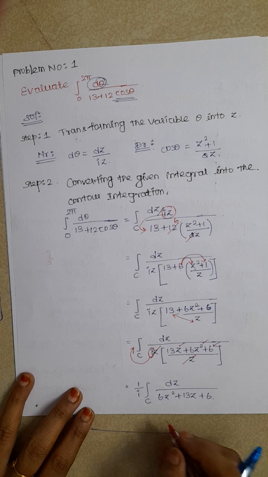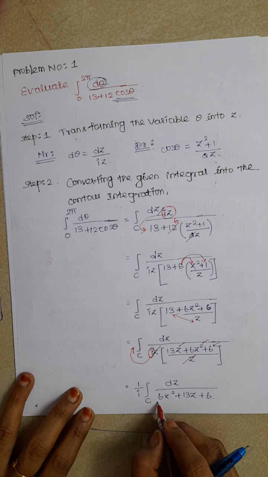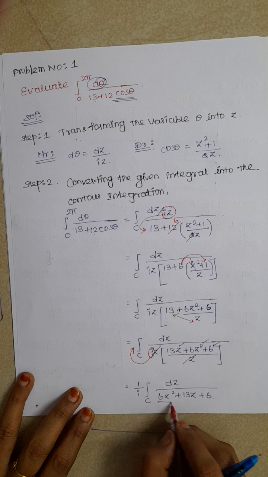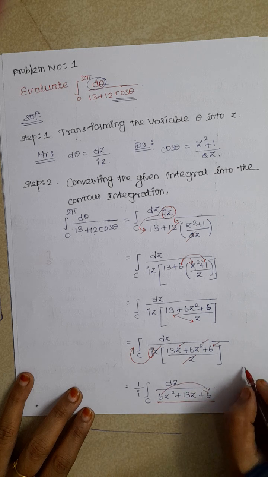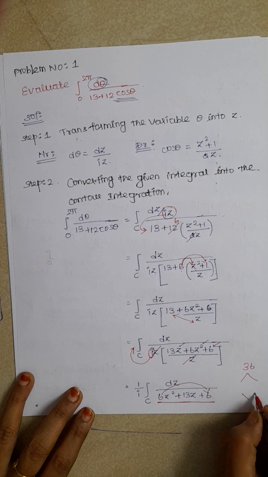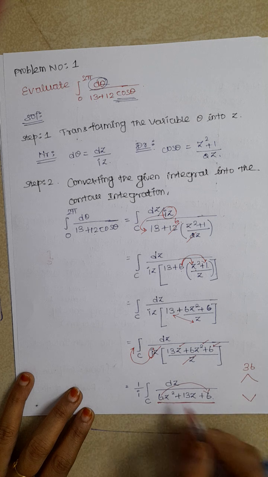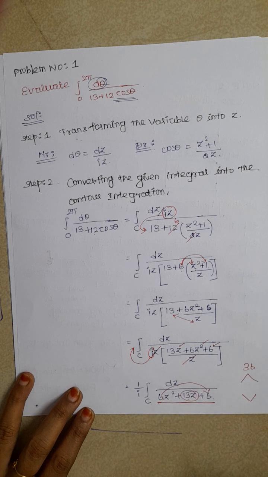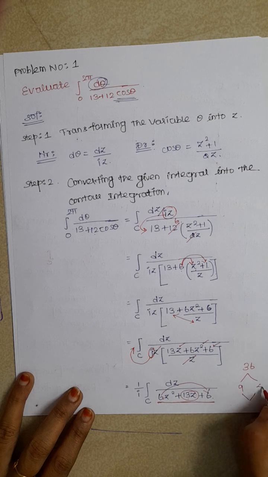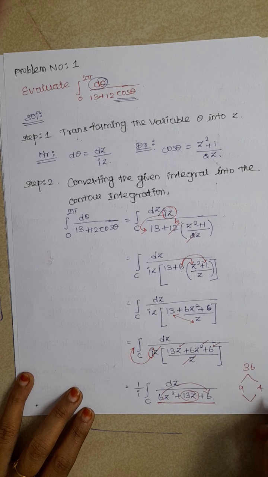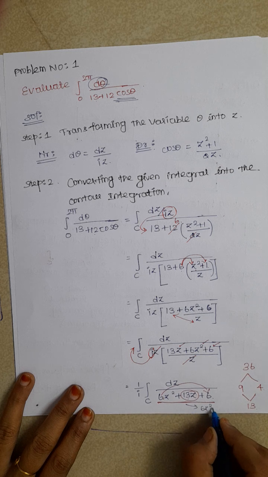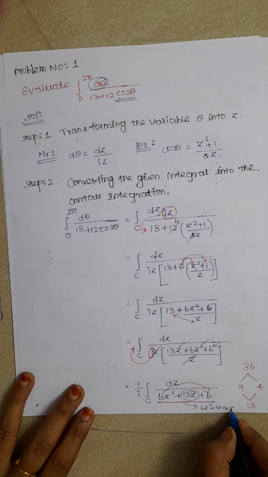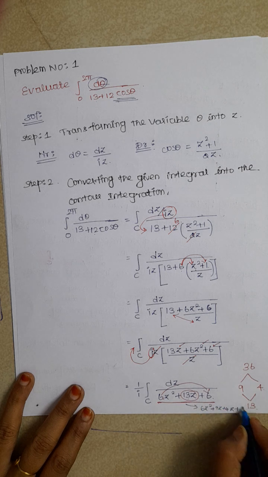Okay, so next step you can take the factorization term. Factorization means 6 into 6 is 36. You multiply to 36 and add to 13. How to convert? 9 into 4 is 36, and adding these terms gives 13. So you can write this term, how to write? 6z square plus 9z plus 4z plus 6.